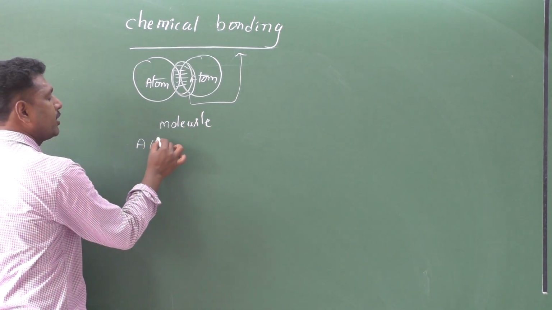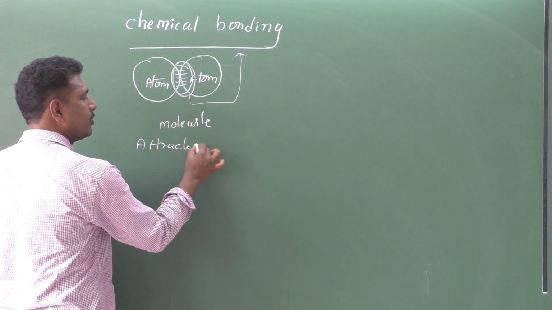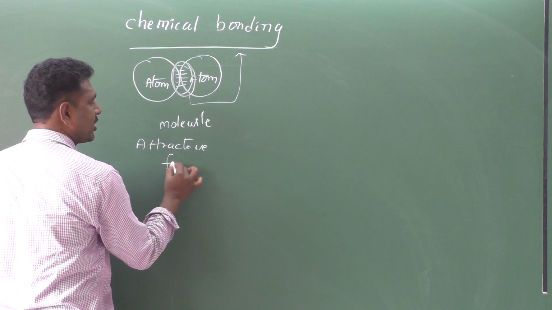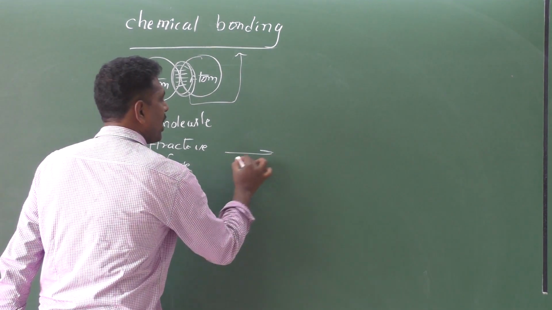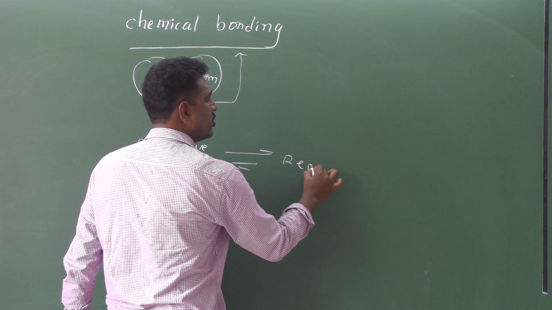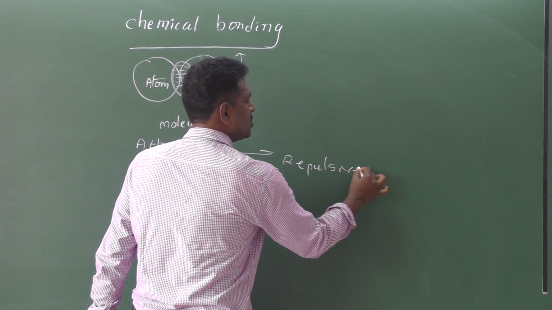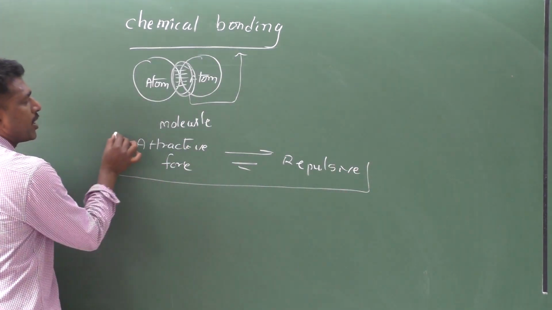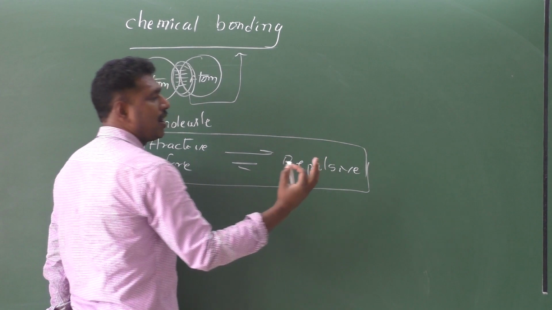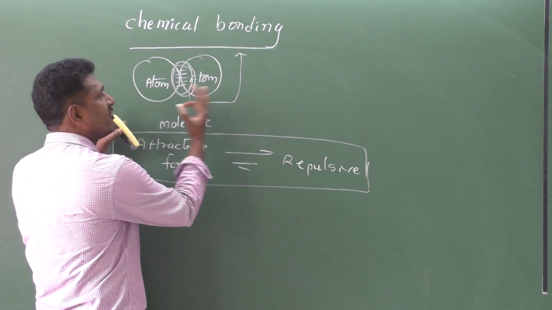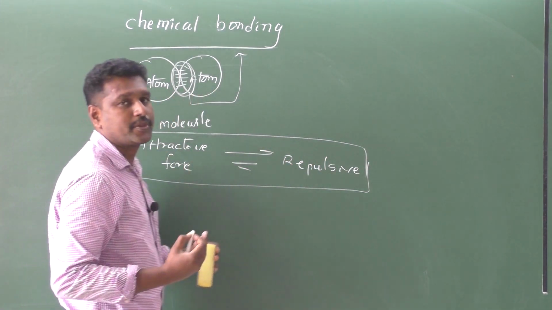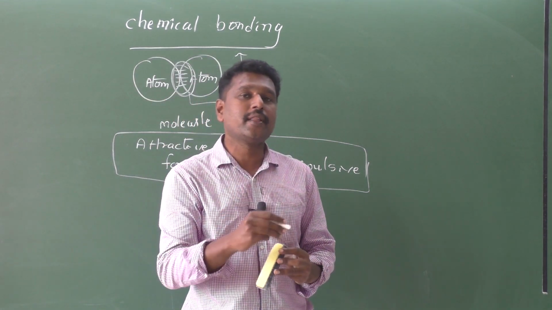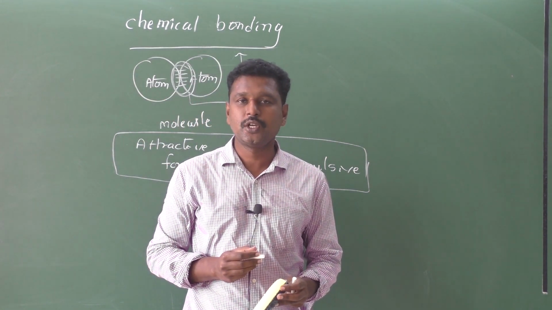So what happens in chemical bonding? In chemical bonding, there is an attractive force and a repulsive force. Both are in equilibrium. So attractive force and repulsive force both are in equilibrium. That is what happens in the chemical bond.